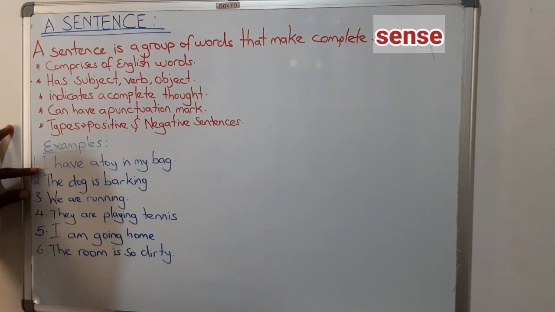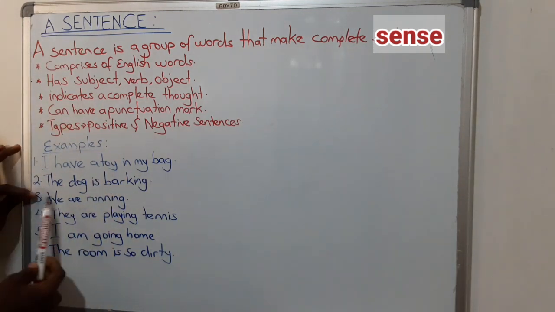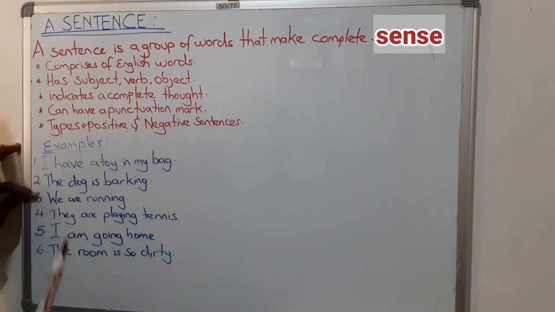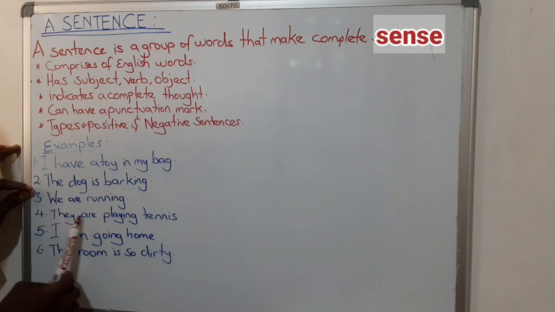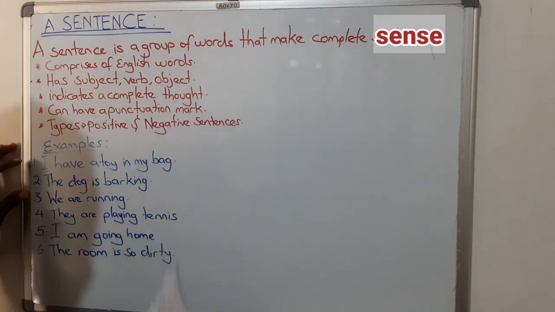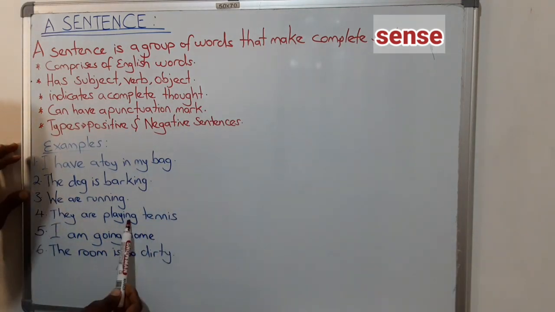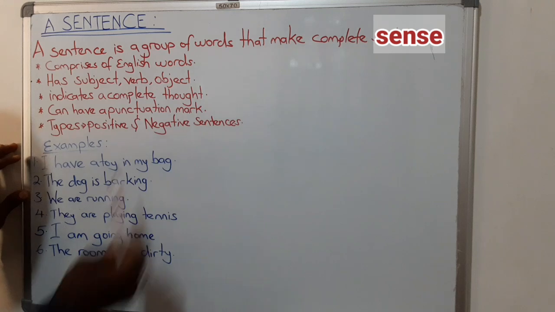What is the verb? The verb is the action being carried out. Let me give you another example. If I say, we are running, the verb is running and the subject is we. Are we together? Object: if I say, they are playing tennis, they is the subject. Playing is what is taking place, the verb or the action. And the object is what the action takes place to. What are you playing? They are playing tennis. So tennis is the object.